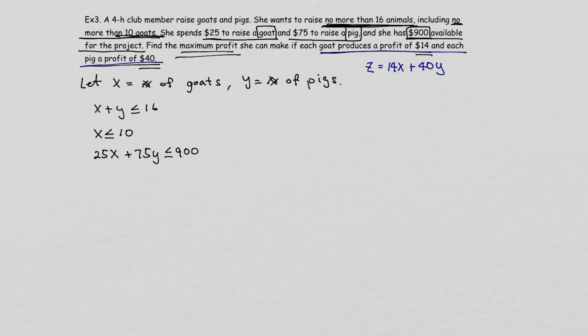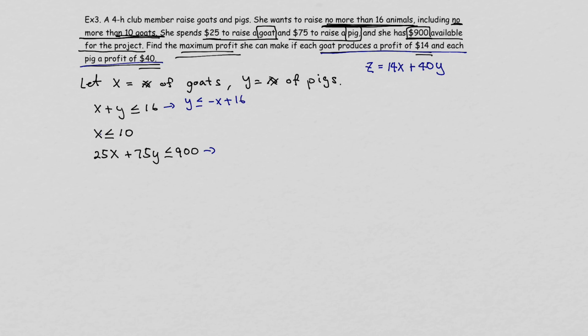Let's see if we can rewrite the inequalities for y is equal to, right? Just changing the format, so we should be able to graph the line easily. The first equation I should be able to solve as y is less than or equal to negative x plus 16, right? Just move x to the other side. This one is already y is less than or equal to 10. You don't need to actually switch.